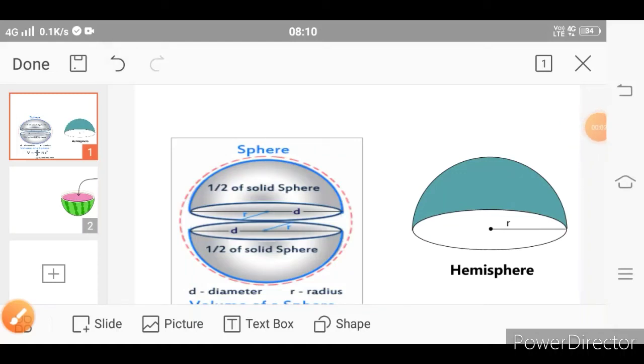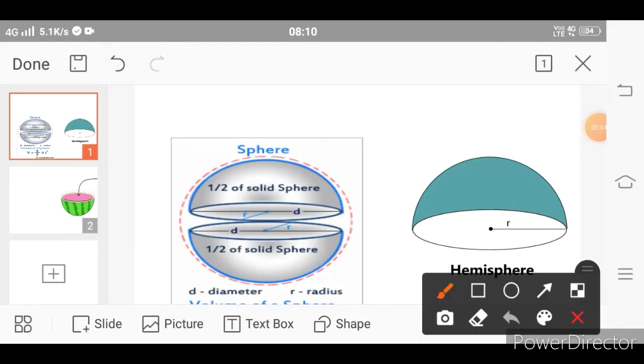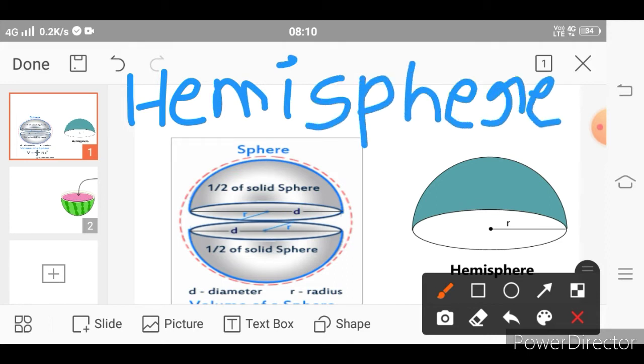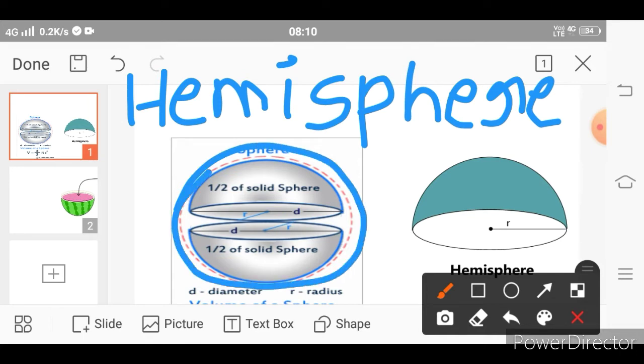Hemisphere. Hemisphere is half of a sphere. Here, this is a sphere. In this sphere, half part is the hemisphere.